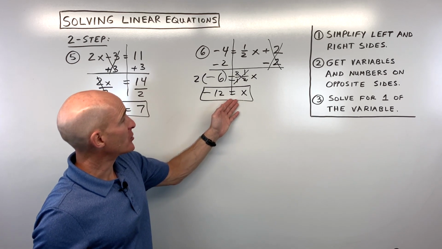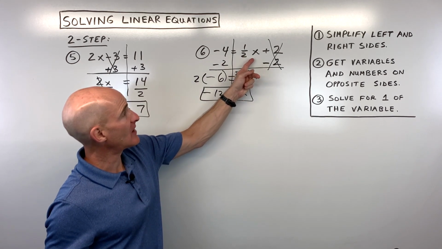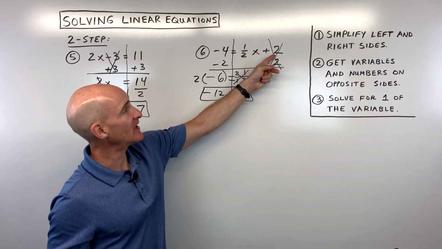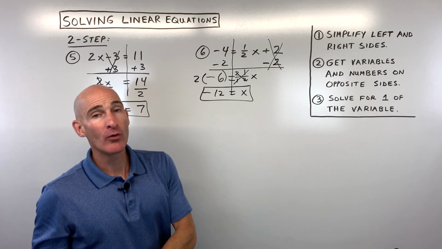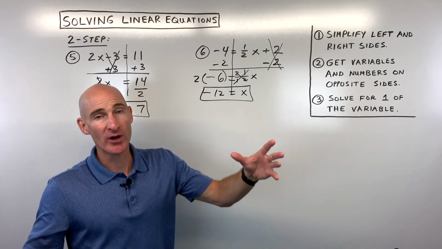Now again, if you want to check your work, you put it back in. 1/2 times negative 12 is negative 6. Negative 6 plus 2 is negative 4. It checks out. Let's talk about when you have variables on both sides of the equation, the left and the right.